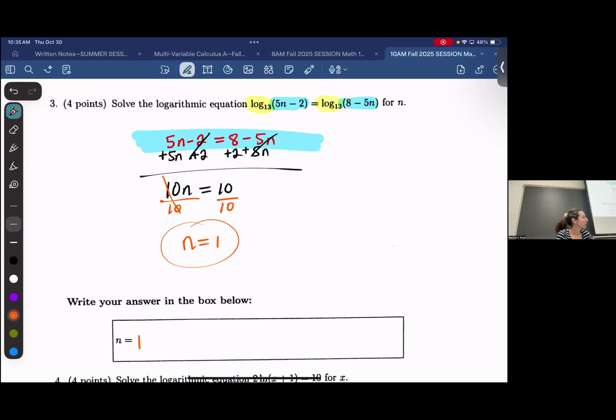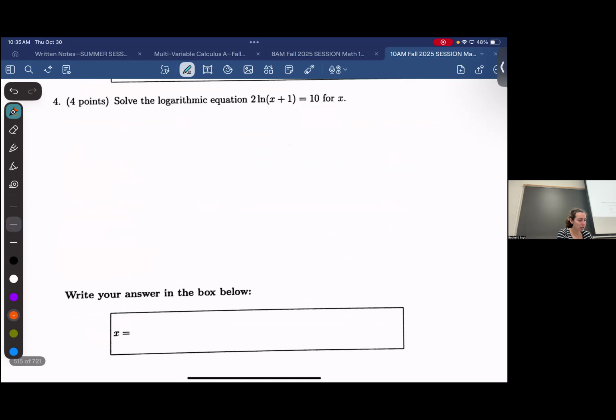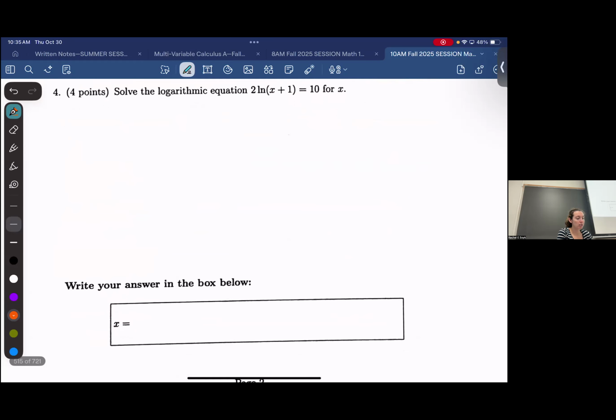Cool. And then finally, our last question for this quiz, we want to solve the logarithmic equation. Let me once again write it out. Our 2 ln of x plus 1 is equal to 10, and we want to solve for x. Inverse operations, first divide both sides by 2. So we're just looking at ln of x plus 1 is equal to 5.